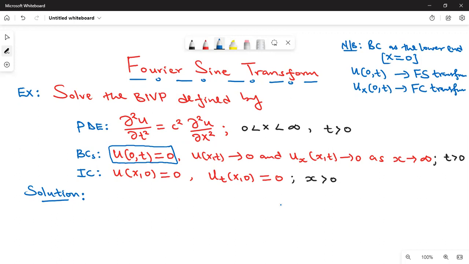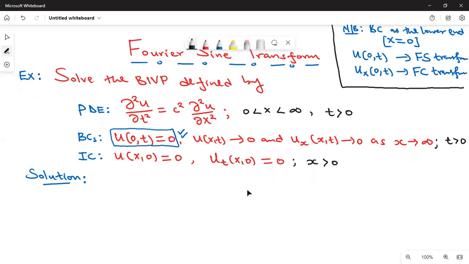Now, for our question, look at the boundary condition that you are given at the lower end. It is simply u of 0, t. So I'm going to go for the Fourier Sine Transform. Even if you are not told which one to use, this is what will guide you on which transform to use. Now, having explained this, let's go back to our question and solve it.